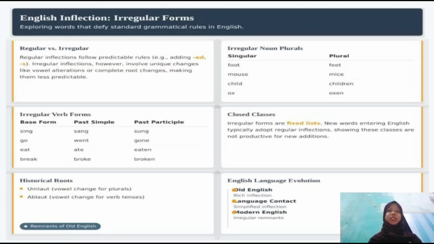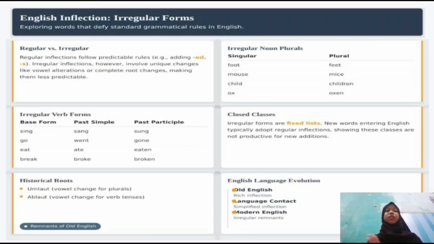Okay, the next is closed classes. Closed classes are word groups that almost never change. They include pronouns like I, they; prepositions like in and on; conjunctions like and, or, but; determiners like the and this; and then helping verbs like is and will. These words are used for grammar, so new words are not added to this group.